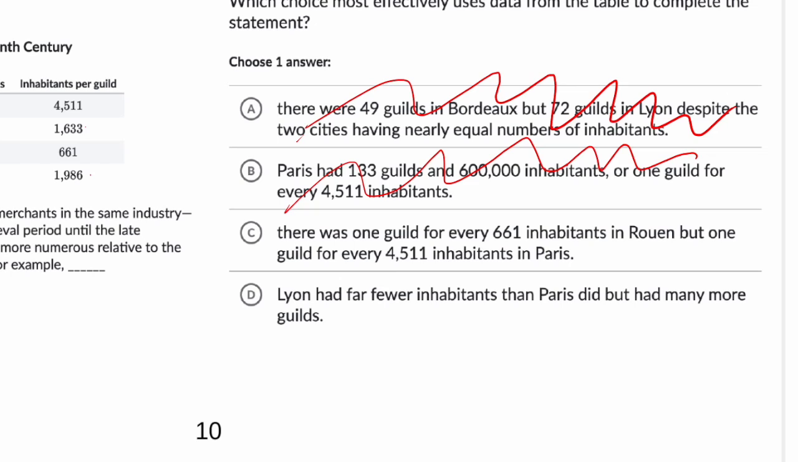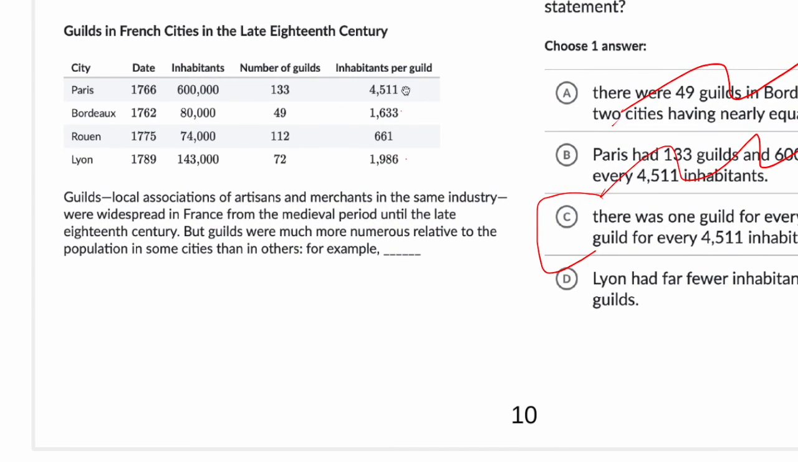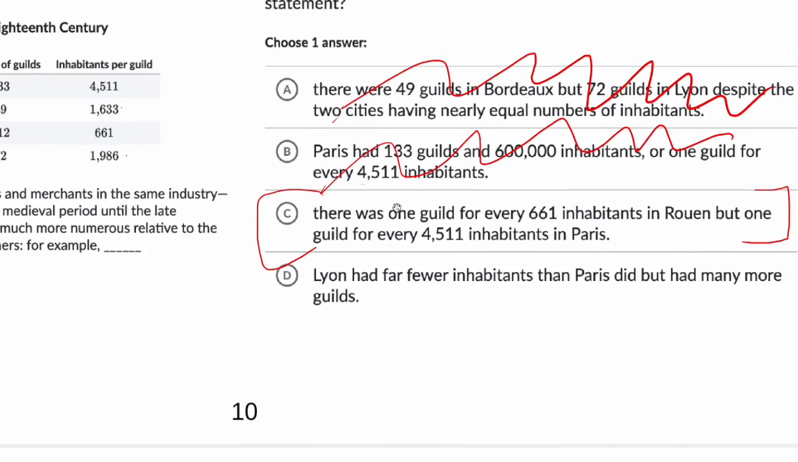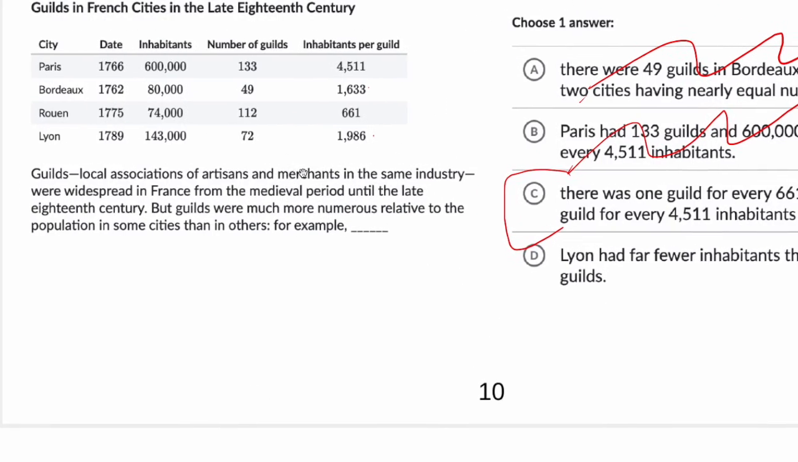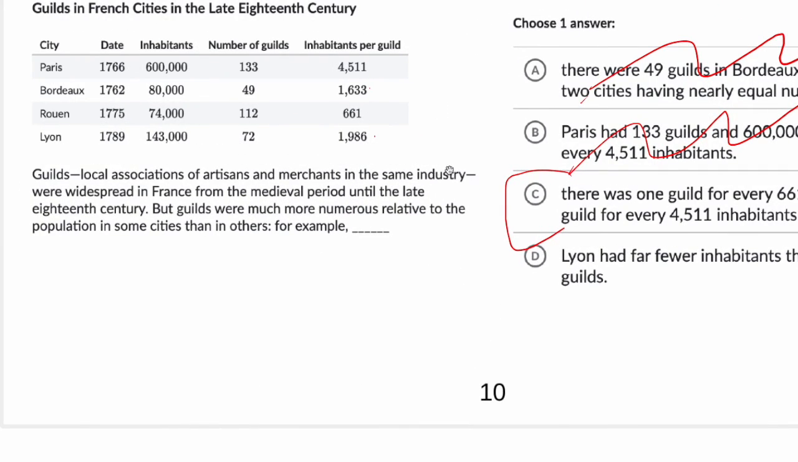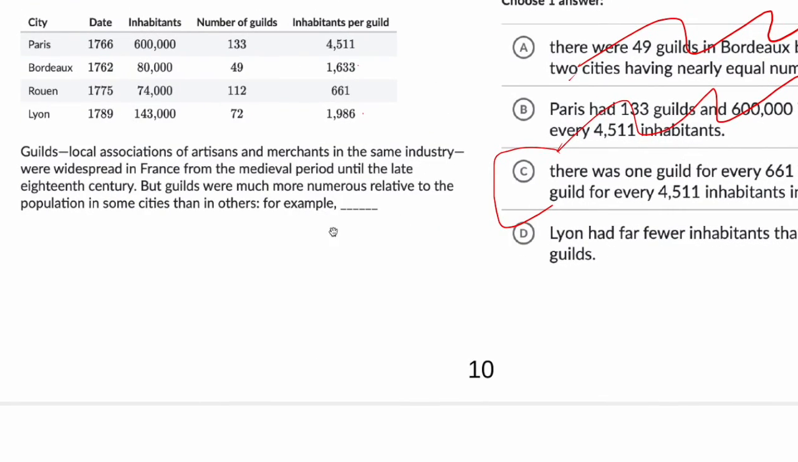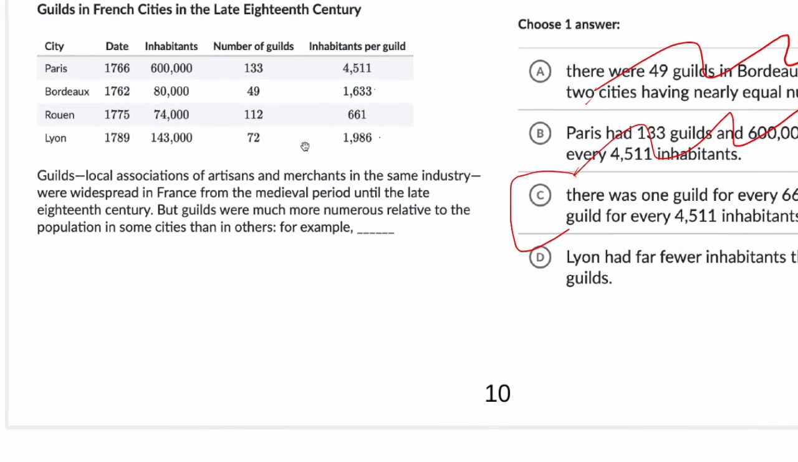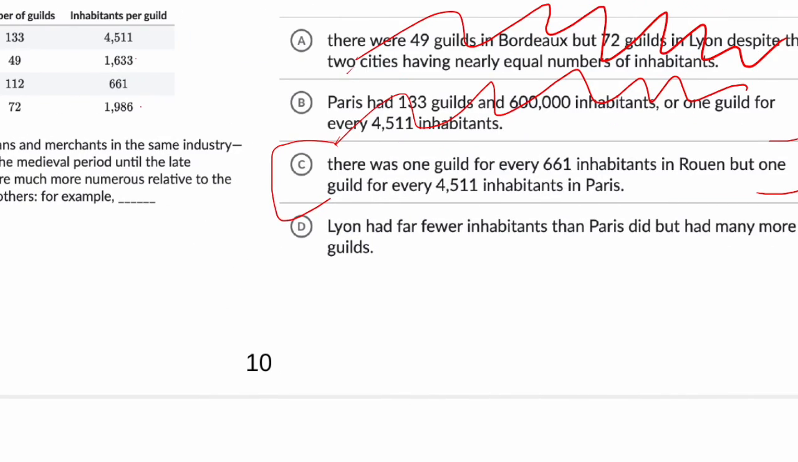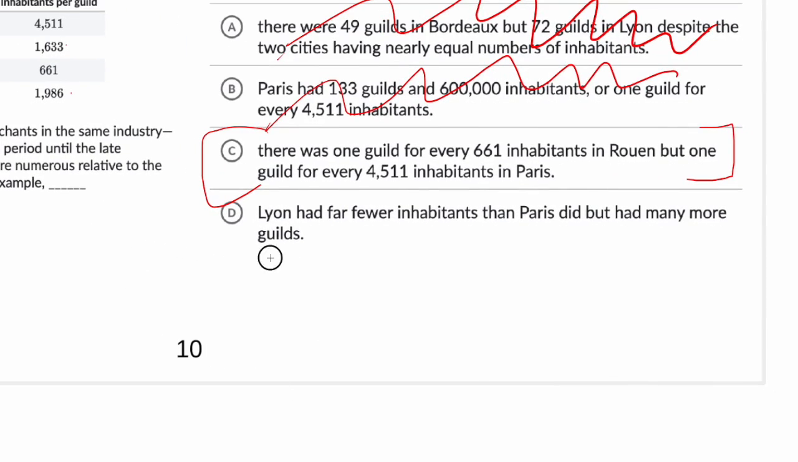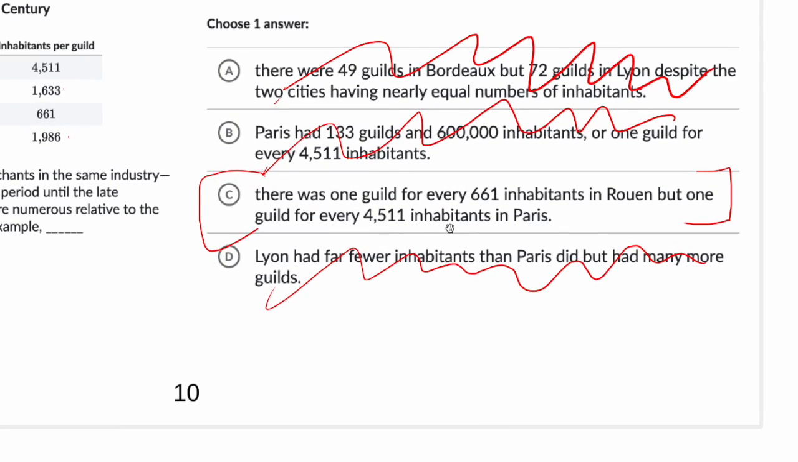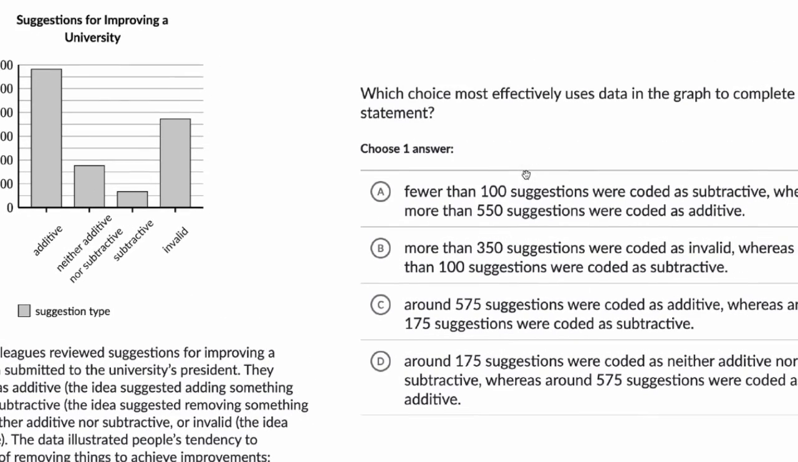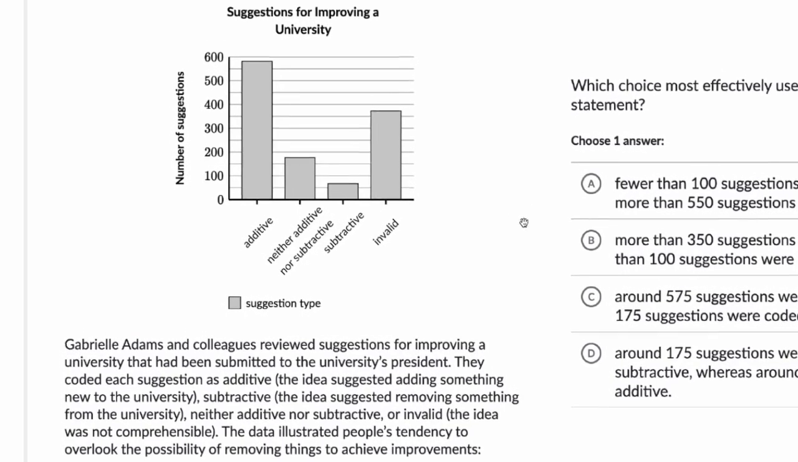C is going to be correct, because it's making a comparison between two cities in which the number of inhabitants per guild is pretty different. D, inaccurate. It had fewer inhabitants and fewer guilds. Maybe proportionately more guilds per person, but that's not what the answer choice is saying. So that'll be C.